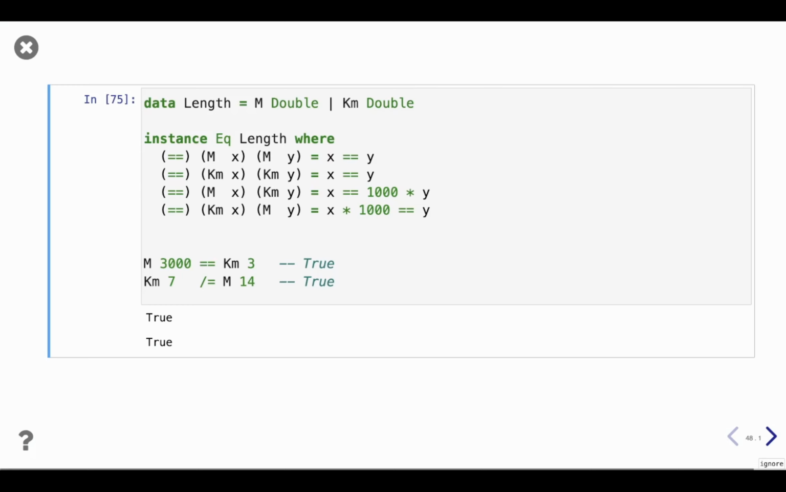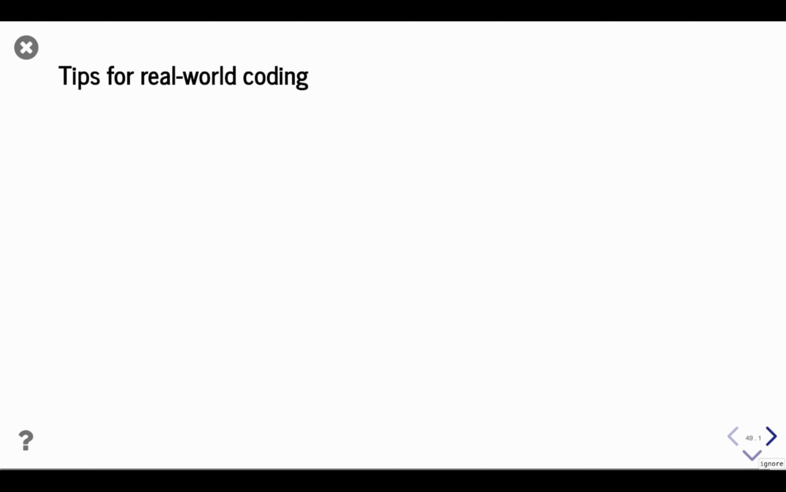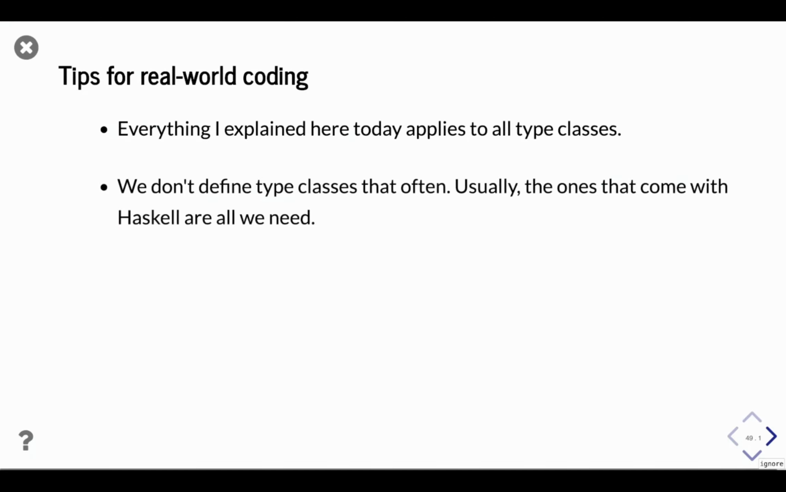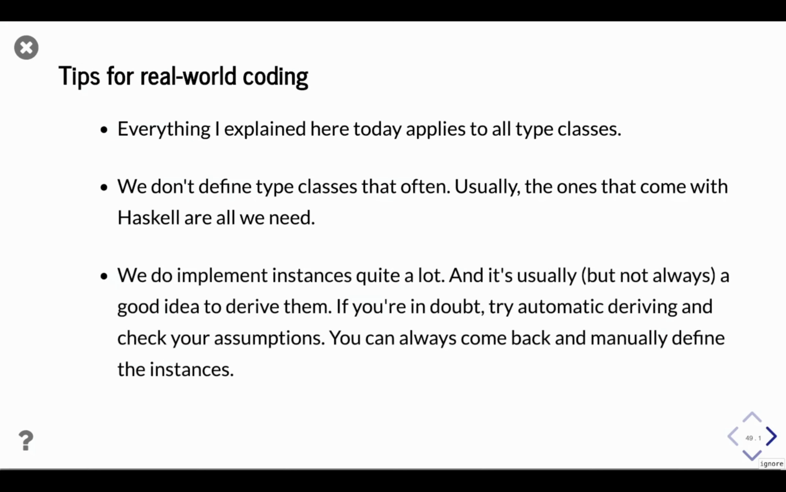And to finish the lesson, here are a few tips for real-world coding. First, everything I explained today applies to all type classes. Also, we don't define type classes that often. Usually, the ones that come with Haskell are all we need. But we do implement instances quite a lot, and it's usually a good idea to derive them. If you're in doubt, try automatic deriving and check your assumptions. You can always come back and manually define their instances.